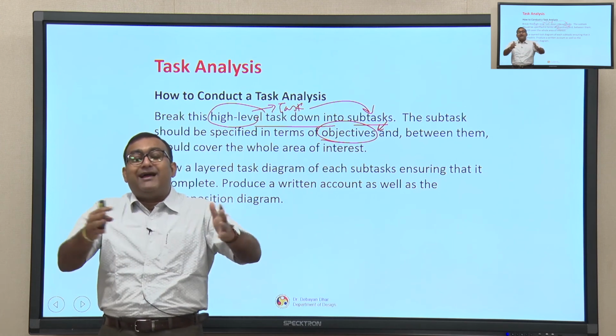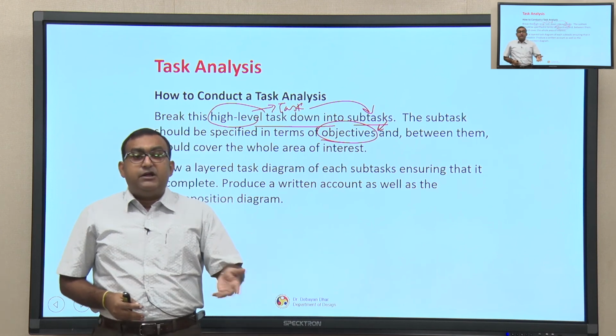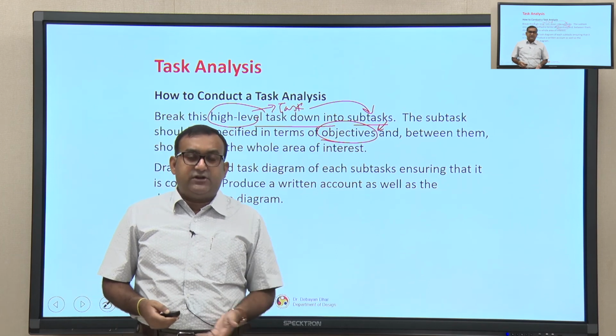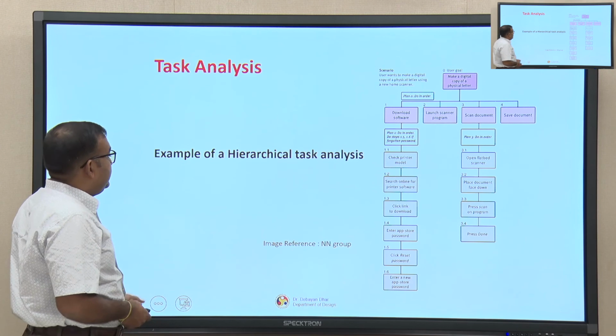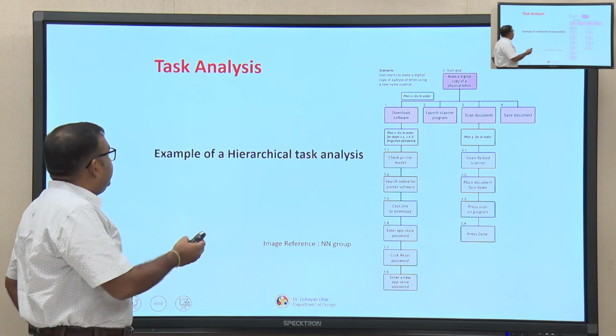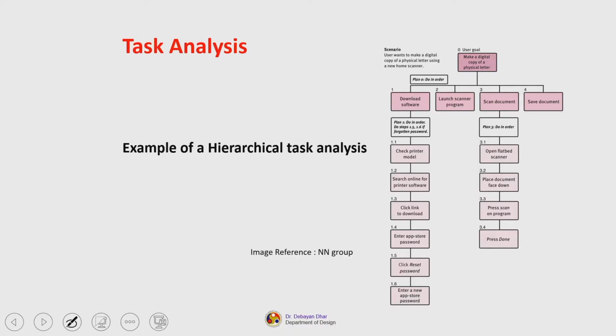Okay. You can draw a layered task diagram for each subtask, ensuring that it is complete. You produce a written account as well as the decomposition diagram. We will just look at the decomposition diagram. You can see here it is a very nice diagram that has been listed, and I have taken it from reference from the Nielsen Norman Group. It is an example of the hierarchical task analysis. What you see here in this slide is the user goal. So, the user's goal is to make a digital copy of the physical letter.